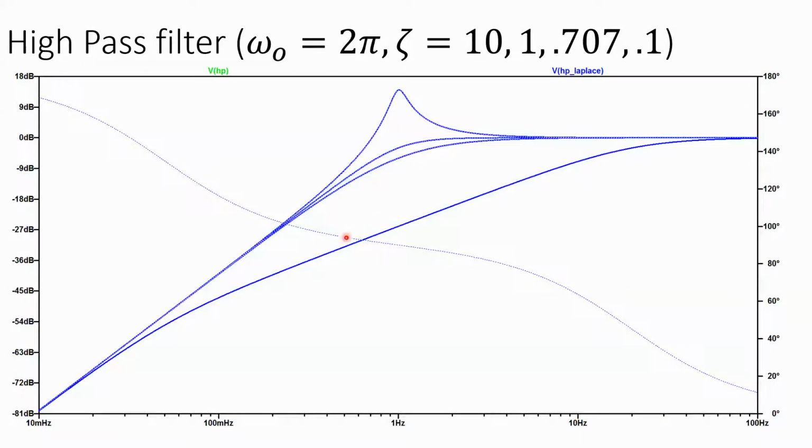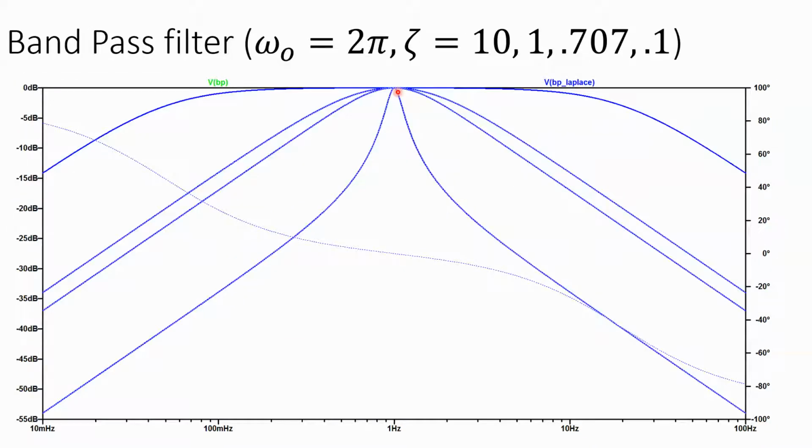High pass filter, it's almost the same thing. All right, overdamped, critical, there's our Butterworth, and there's our underdamped. It's matching very well. Bandpass, you can kind of see the underdamped, the Butterworth, critical, and interestingly enough, the overdamped is the one that really looks like a classic bandpass feature.